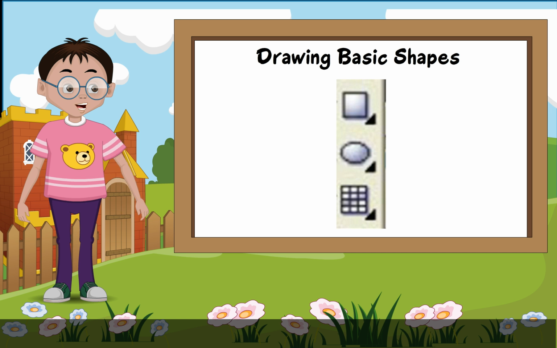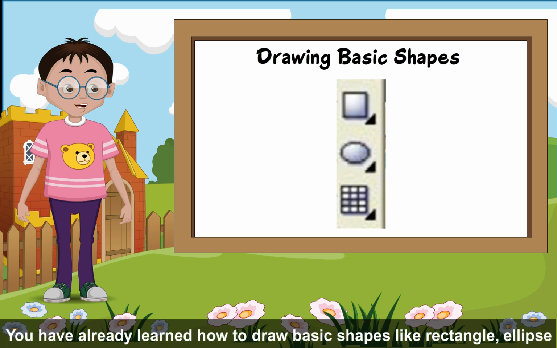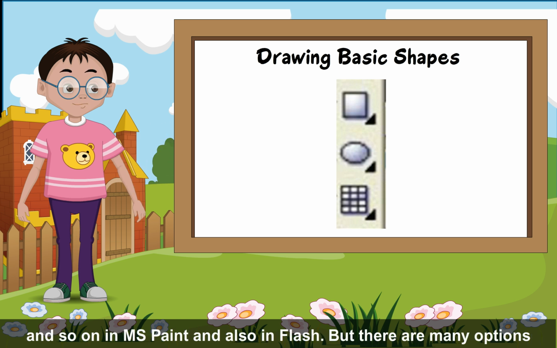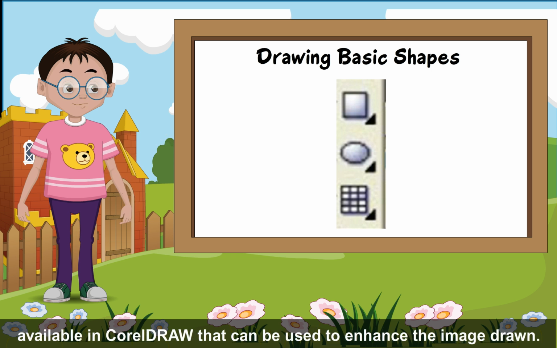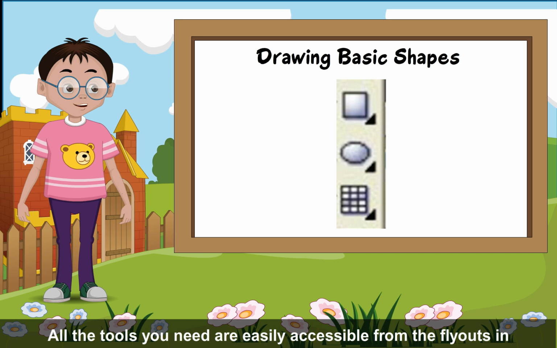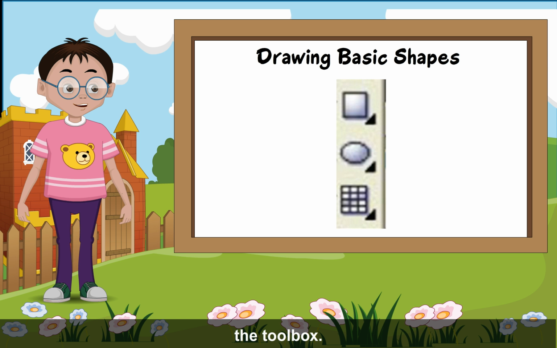Drawing basic shapes. You have already learned how to draw basic shapes like rectangles, ellipses, and so on in MS Paint and also in Flash. But there are many options available in CorelDRAW that can be used to enhance the image drawn. All the tools you need are easily accessible from the flyouts in the toolbox.